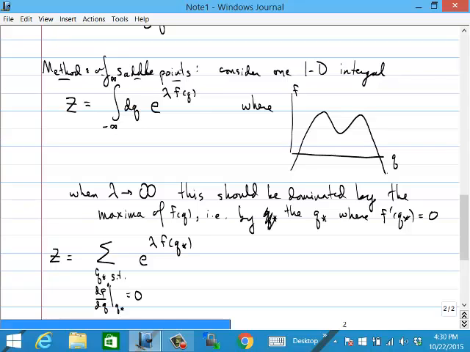So, for example, you would get one contribution to the integral coming from this point here. That point is a little higher than the other point, so that's the global maximum. That's the thing that's really going to dominate the integral. But you would also expect some other contribution from that local but not global maximum right there.